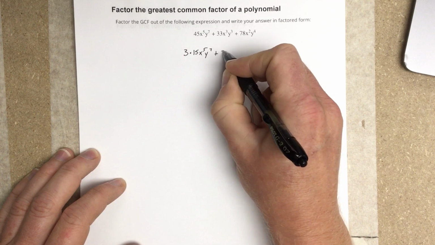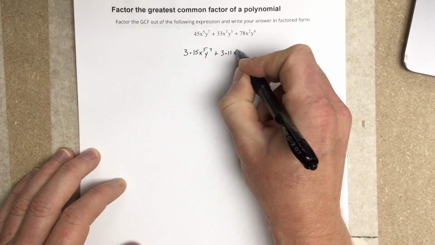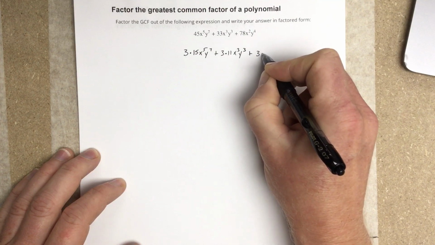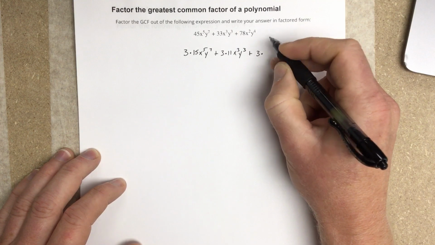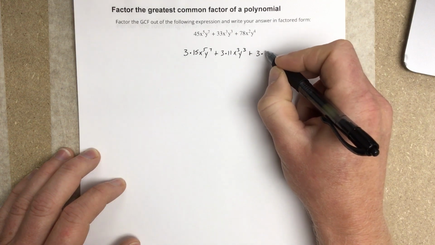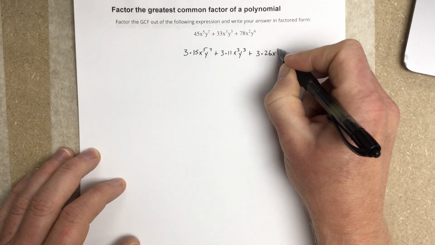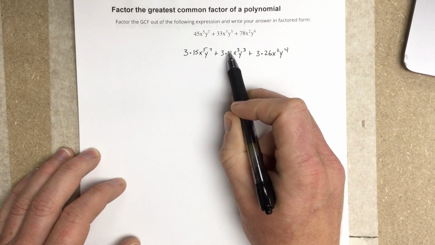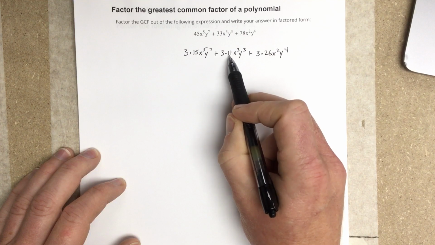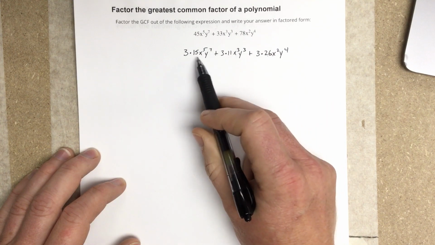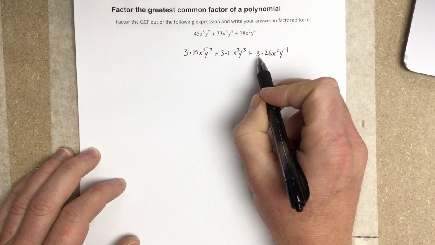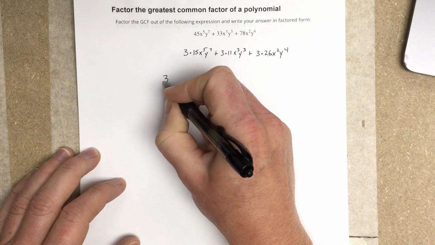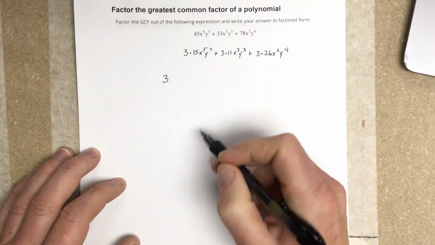So I'm going to write this as 3 times 11, x to the 3rd, y to the 3rd, plus 3 times 26, x squared, y to the 4th. Now you notice that 11 is a prime number, so you cannot factor anything else out of this number here, which means we can't factor anything else out of the other two numbers either. So what they have in common is this 3, so I'm going to write the 3 out front, so I'm basically dividing that out, I'm factoring it out.